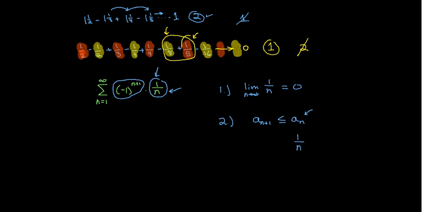And then if we plug in n plus 1, we will get 1 over n plus 1. So we have to think, is 1/(n+1) always less than or equal to 1/n? That is true. That is always going to be true for positive values of n. So we have the second condition and the first condition.